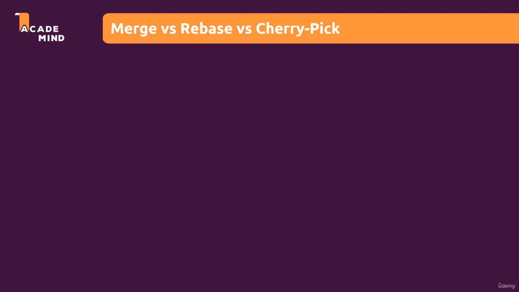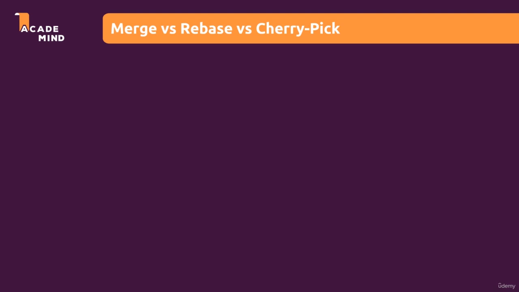So we learned a lot about merging, we had a look at rebase, and to make things even more exciting, we have another way to combine commits or changes from different branches, cherry picking. Now, what is that and how does it compare to merging and rebasing?